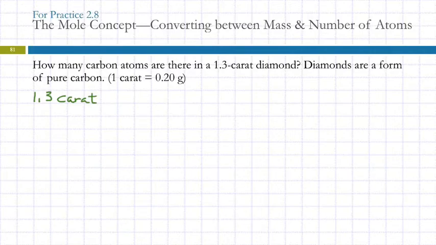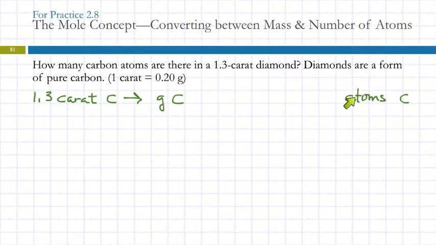And what are they asking us for? How many carbon atoms, right? So we're looking for atoms of carbon. So we've got this many carats of carbon, and we want to know atoms. Oh, that's a weird unit, isn't it? But here we're given the relationship between carats and grams. So we could convert carats of carbon to grams of carbon, right? That was handed to us.